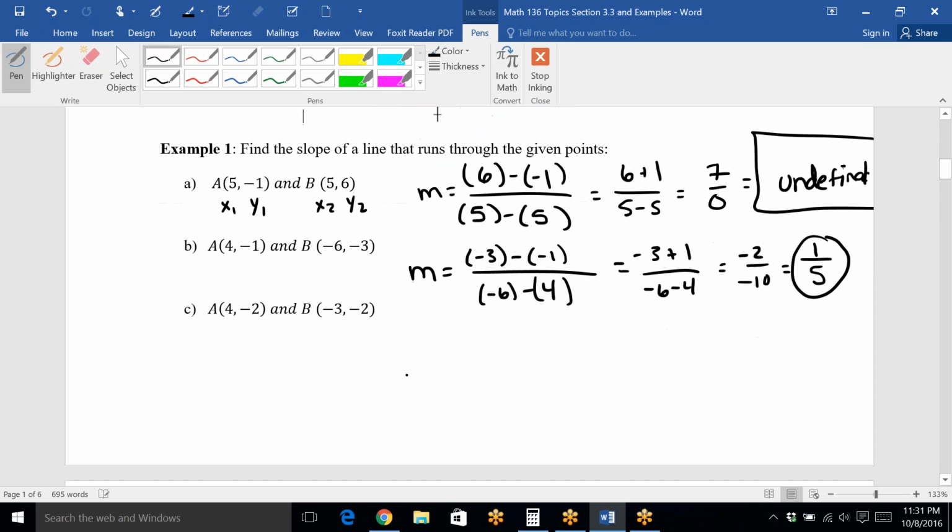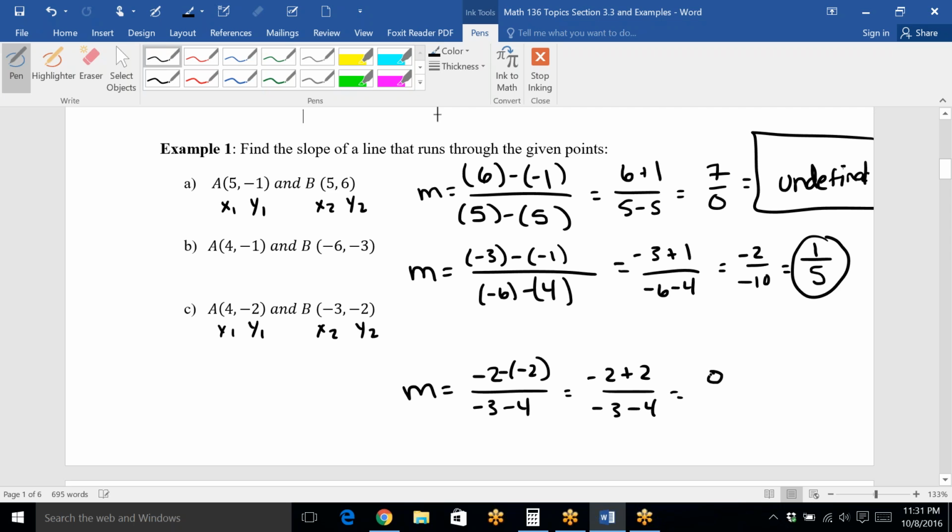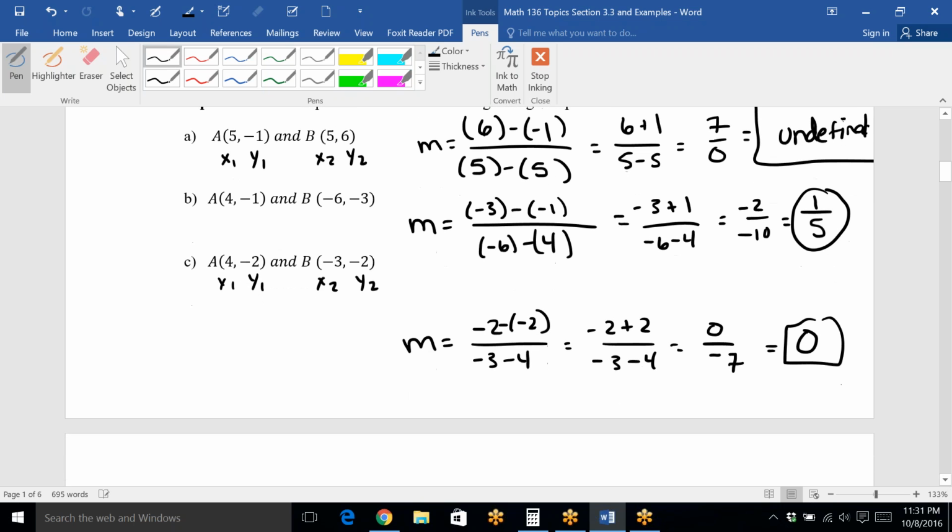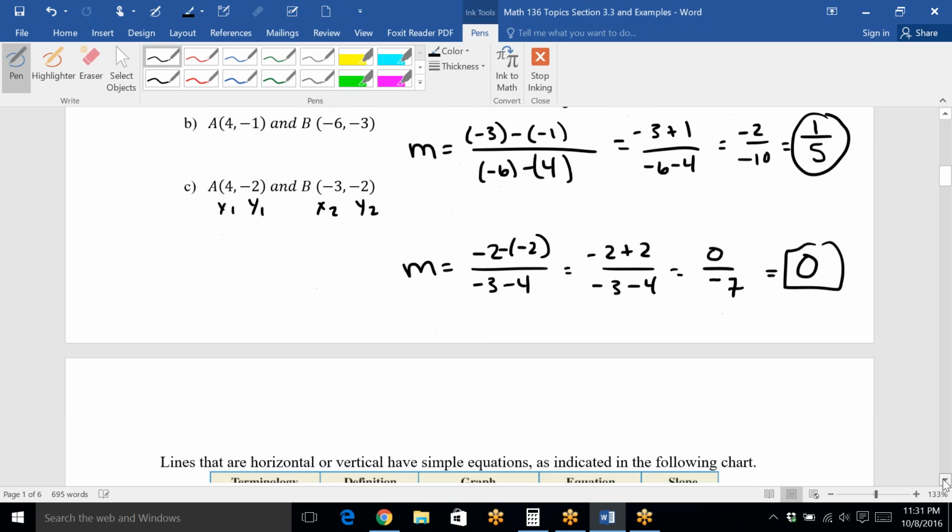The next one is x1, y1, x2, y2, and would be negative 2 minus negative 2 over negative 3 minus 4. This is negative 2 plus 2 over negative 3 minus 4. That is positive 0, or just 0, over negative 7, and 0 on top is just 0. You cannot leave it as 0 over the number. Just like if it was 5 over 1, we write it as 5. You don't leave it over 1.